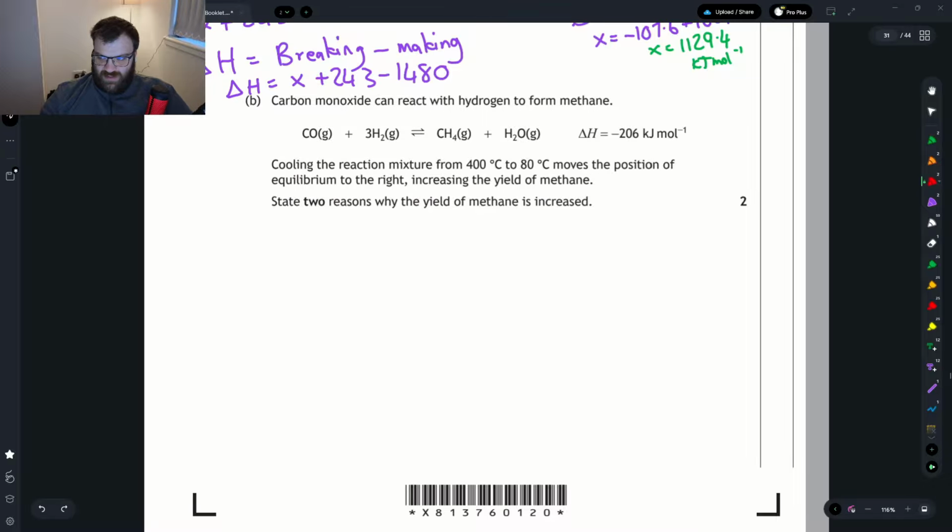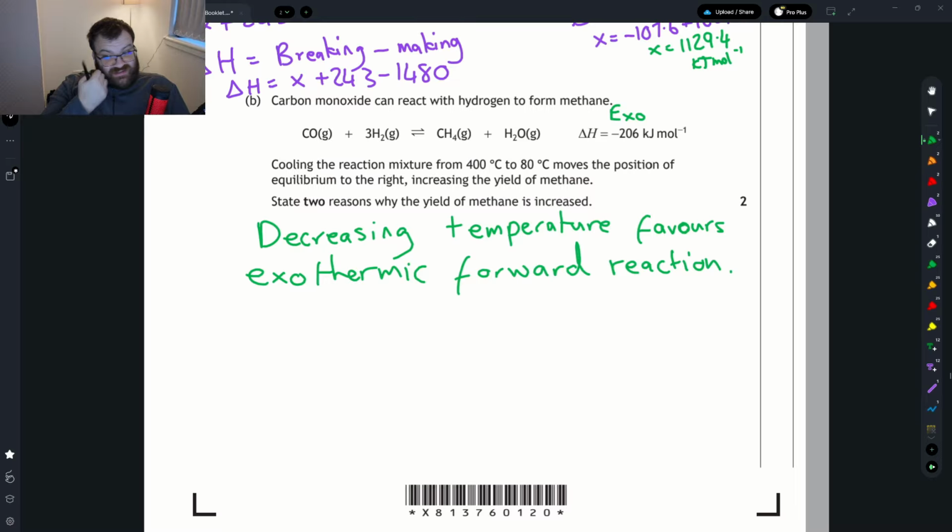Here we're talking about equilibrium. So one reason is that decreasing the temperature favours the exothermic forward reaction. The second one, and this was kind of percolating in my head a little bit, was to do with the fact that we're going to 80 degrees and we're involving water. So if we're involving water, that would mean that when it gets to below 80, this is going to liquefy, and then that's going to run that off. And if you lose some water gas from the right, equilibrium shifts to the right to replace it. That's quite a stretch there.